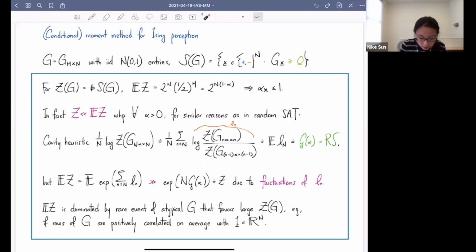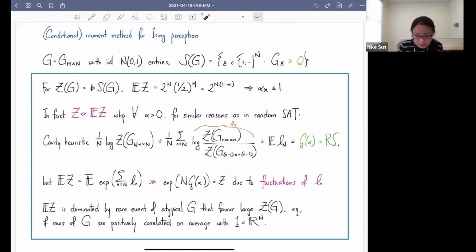However, the first moment is always incorrect. The typical value is much smaller than the first moment with high probability for all positive alpha. And it's for extremely similar reasons as in the random SAT model.